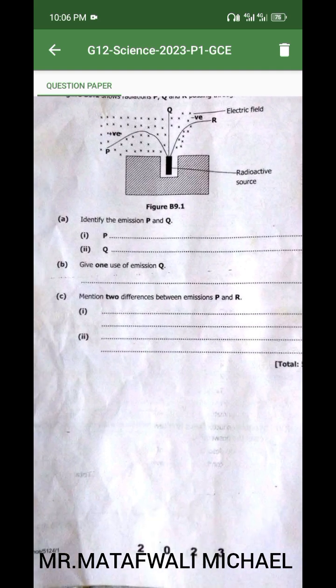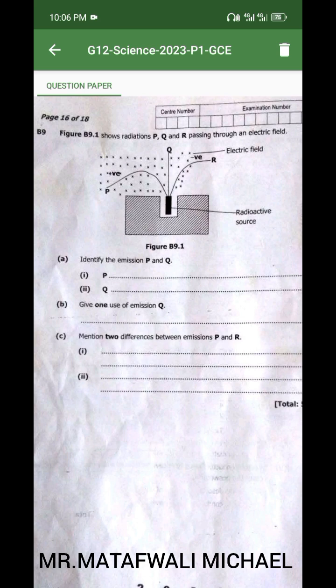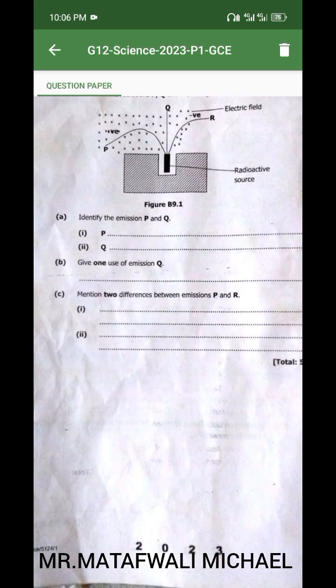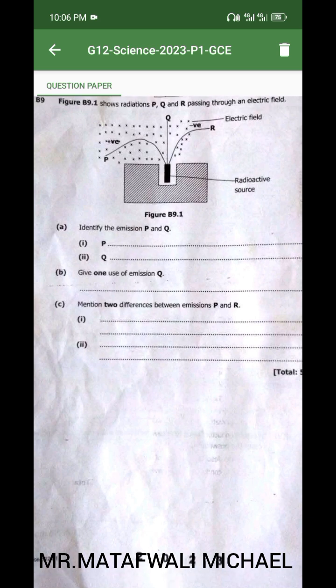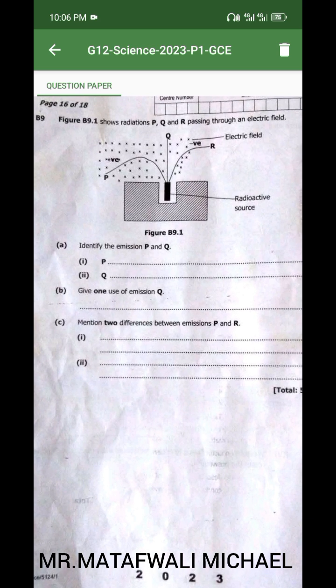Then B says, give one use of emission Q. The one major use of emission Q is to cure cancer. It is used in killing cancerous cells. So emission Q has the ability to cure cancer.